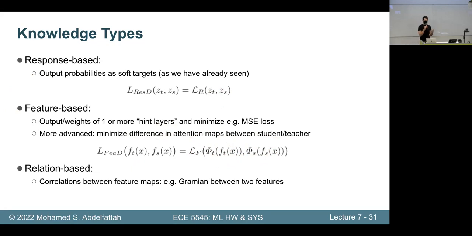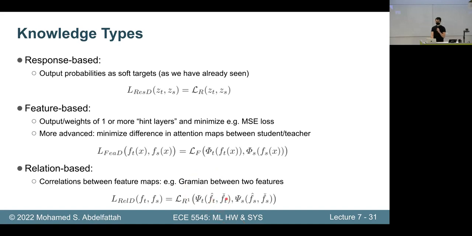It's still kind of just an extra loss that you add. Finally, there's something called relation-based. I've never played around with this, but basically, instead of looking at just the output of a neural network, or just the weights of the teacher and student neural network, or even just the attention maps of the weights of the teacher and student neural network, I'm taking pairs of layers here.